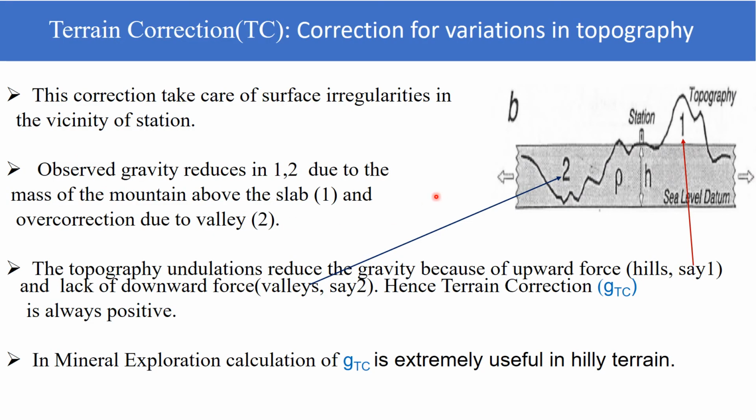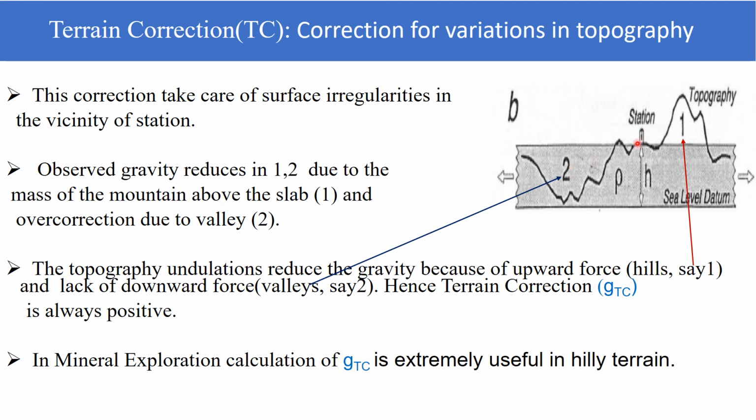Now, in addition to the Bouguer gravity anomaly, in the vicinity of the station there will be topographic undulation. So there may be hills and there may be valleys. In both cases the gravity anomaly reduces. In the first case, there is a mass of mountains over the slab, and because of the upward force that reduces the gravity value. And in the second case, there is a lack of downward force.